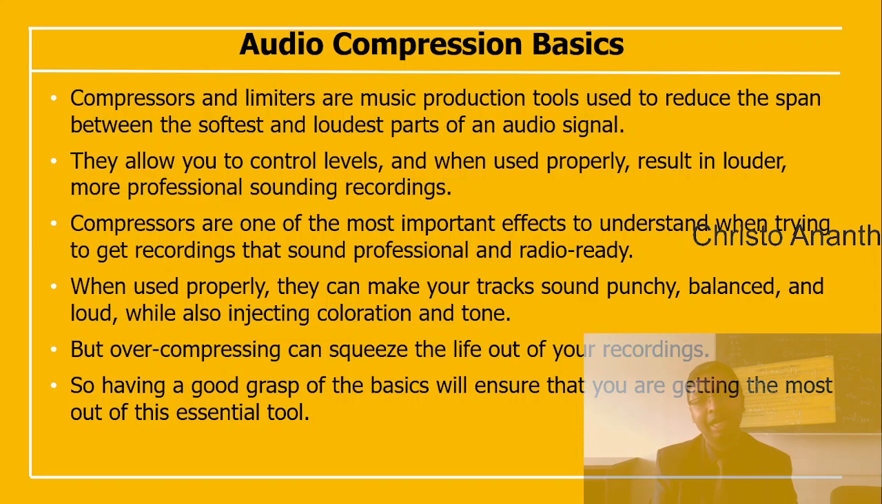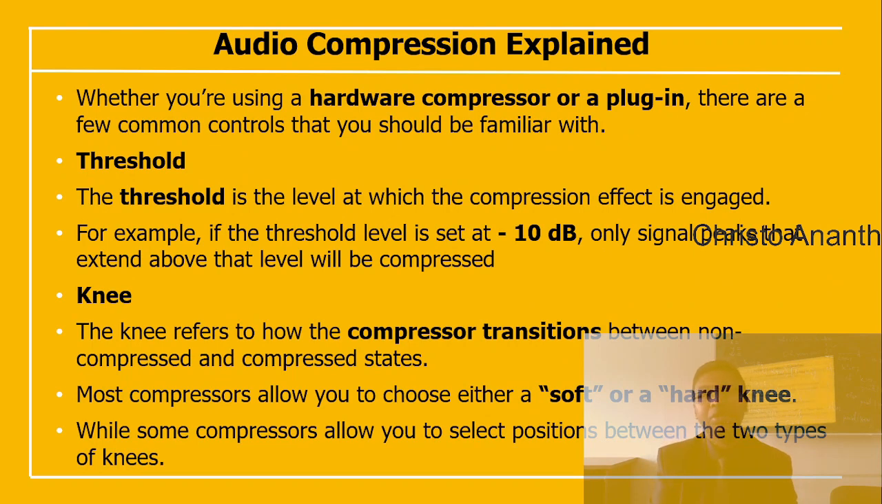So having a good grasp of the basics, you can definitely understand the importance of using the tool. Whether you are using a hardware compressor or an additional plugin, there are a few common controls that you should be familiar with. For example, threshold. It's the level at which the compression effect is actually engaged. If the threshold is set at minus 10 decibels, only signal peaks that extend above that level will be compressed. For example, in OBS Studio, Open Broadcaster Software, the threshold limit is also maintained. So you can set that. If you set it above that, it will be too noisy. Below that, you cannot maintain that accurate quality level.